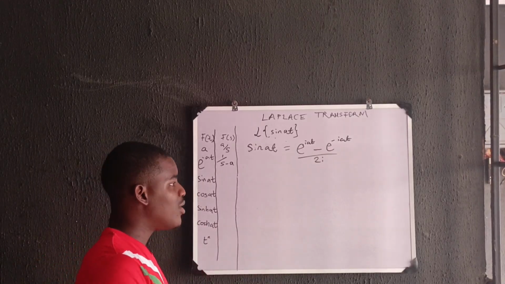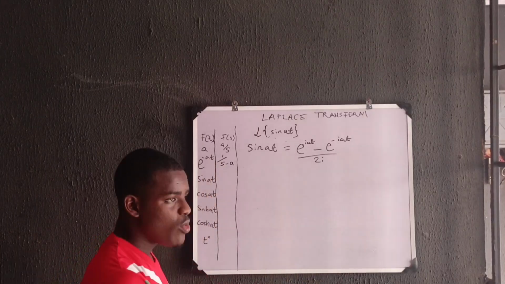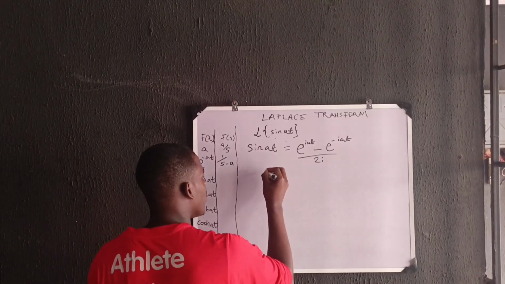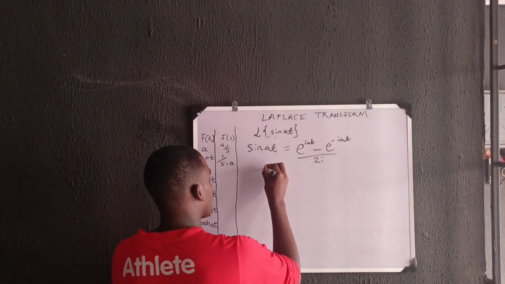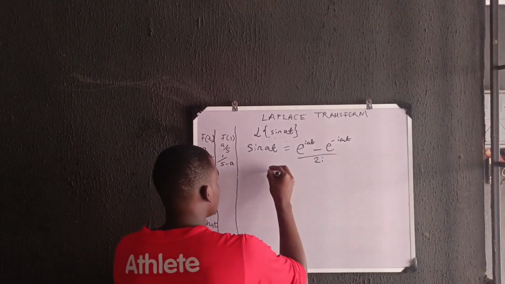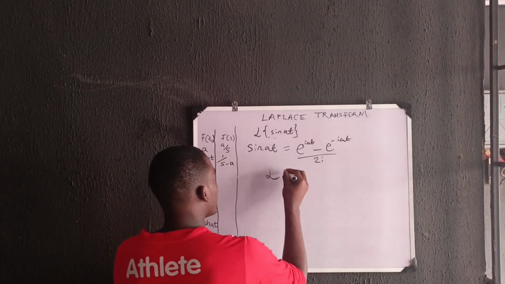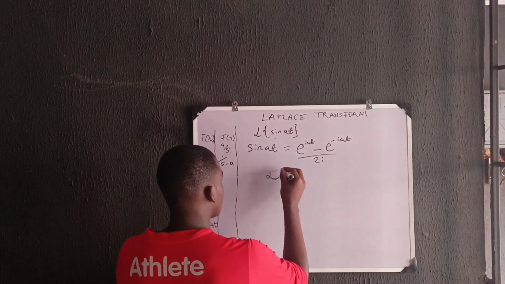Firstly, we are going to bring out this 1 over 2i. We are going to scrap it out first. Let's be seeing what we are doing. 1 over 2i. So Laplace transform. We are going to be saying Laplace transform of this.